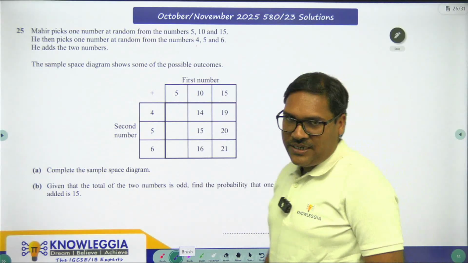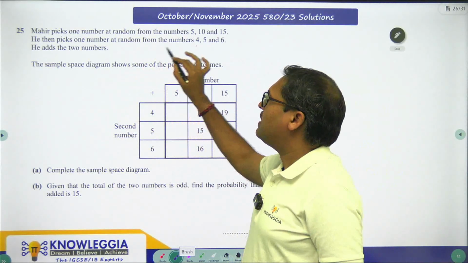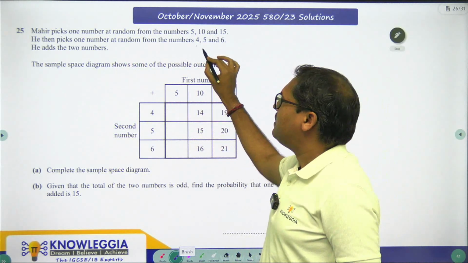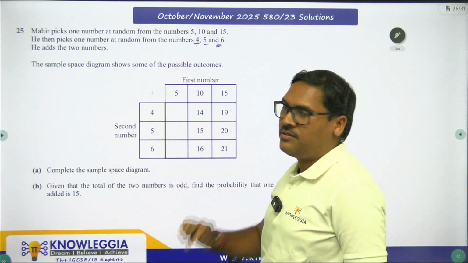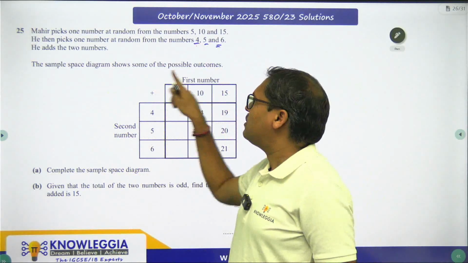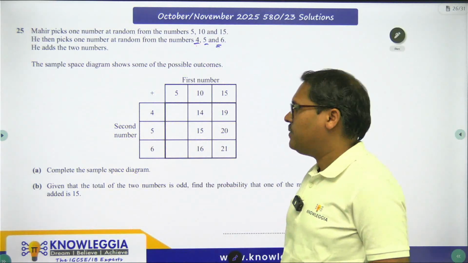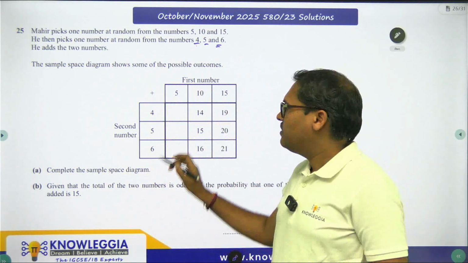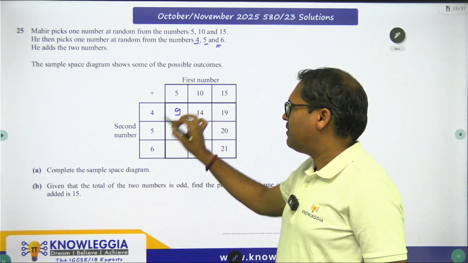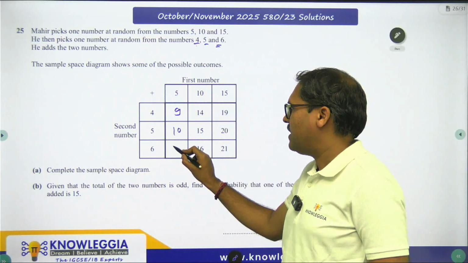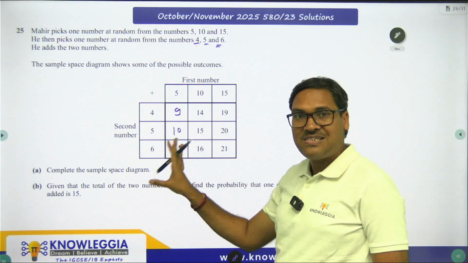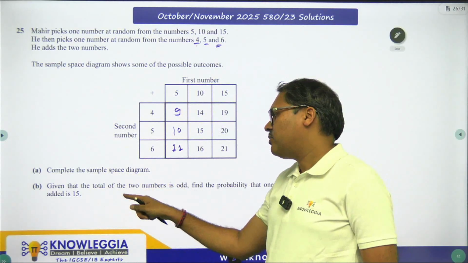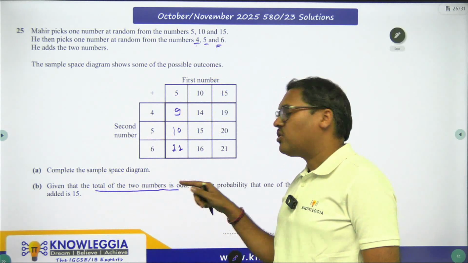Okay. So now the next question. Mihir picks one number at random from the numbers 5, 10, 15. And he then picks another number from the numbers 4, 5, and 6. He adds the two numbers. The sample space of the possible outcomes is given to you. Complete the sample space diagram. So here, this is the sum of all the numbers. So 4 plus 5, that is 9. 5 plus 5, this is 10. And this is 6 plus 5, that is 11. Right? These are the possible sums of the first and second number. Now the second part. Given that the total of the two numbers is odd.